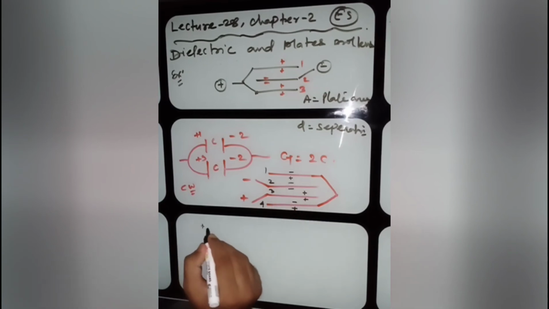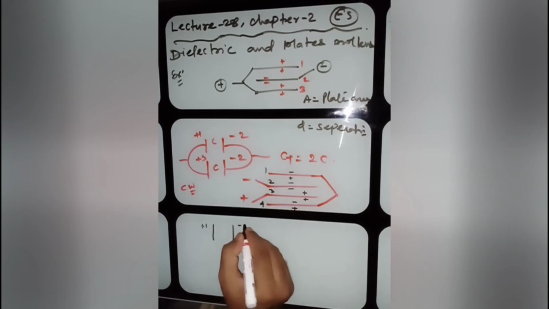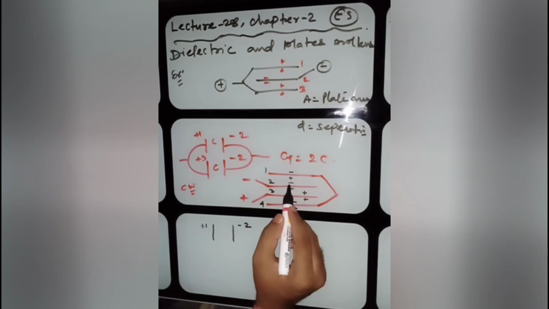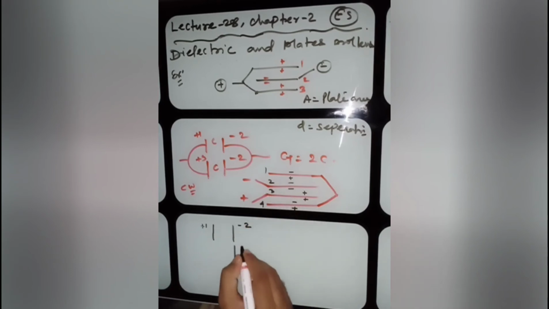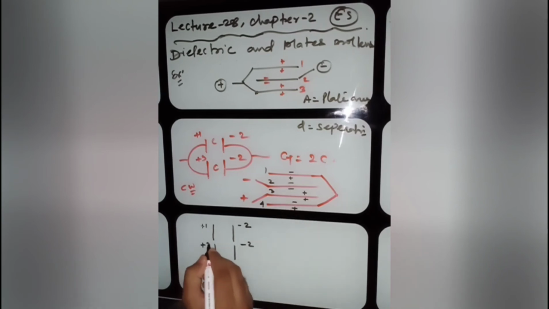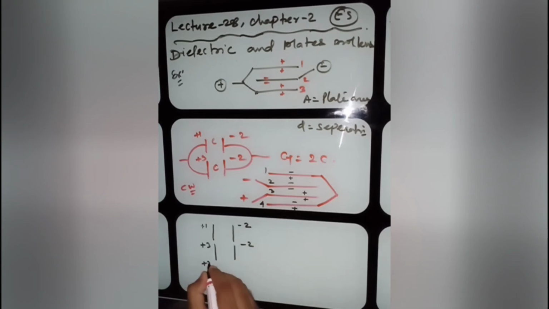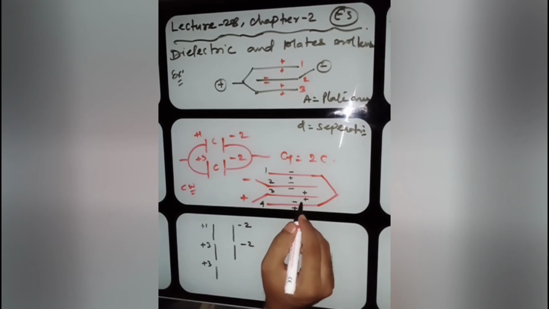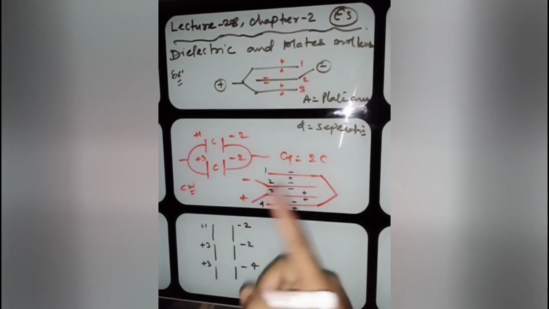Okay. Now, plus 1 here is making a capacitor with minus 2. Now this 2 has another minus, and this is making a capacitor with plus 3. Plus 3 has another, and it is making capacitance with minus 4. Now the connections will decide the series and parallel combination.